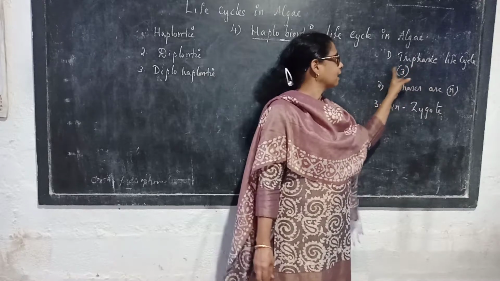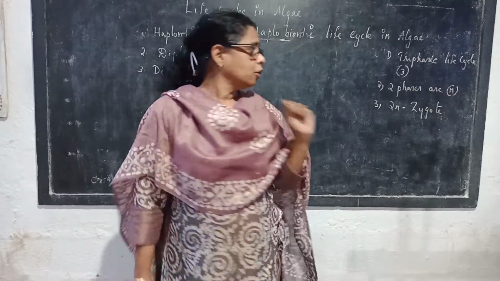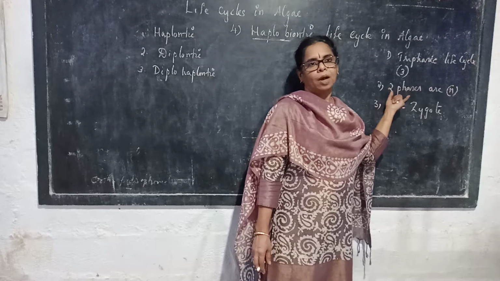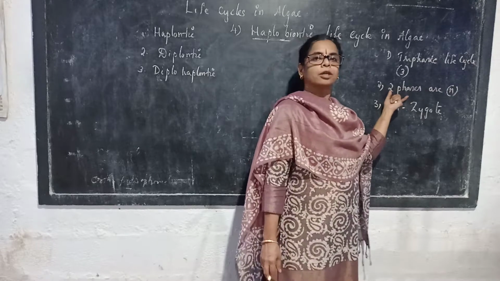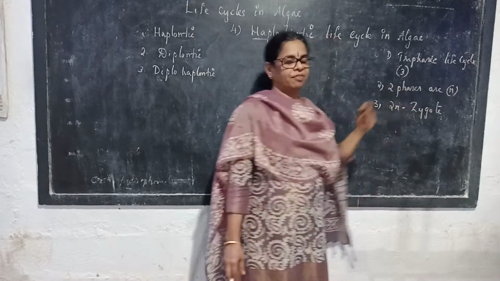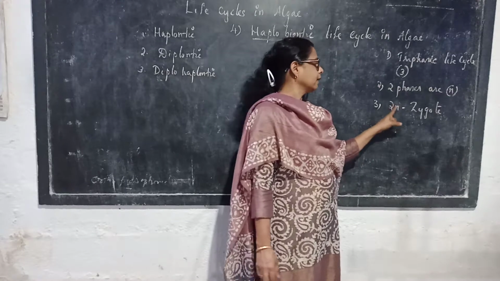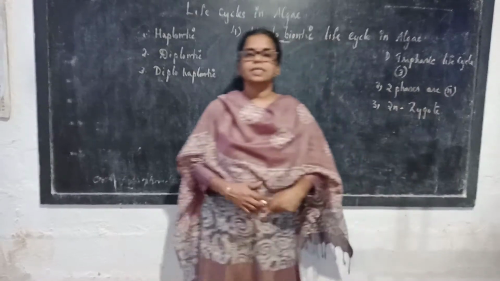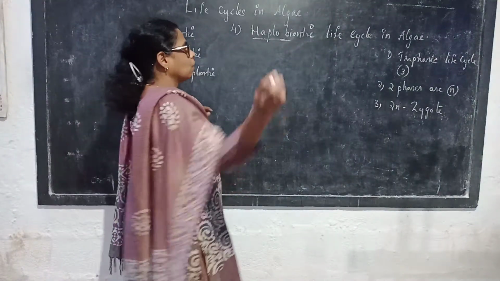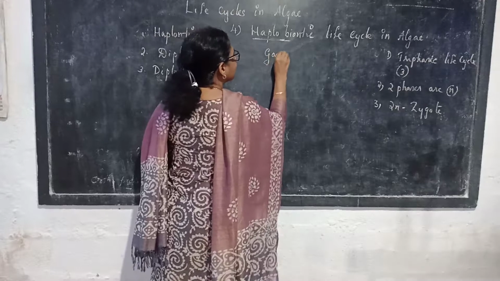Triphasic means there are three distinct phases. Now, out of these three distinct phases, two phases are haploid. That means there are two distinct haploid gametophytic phases, and only a single diploid stage, and that single diploid stage is represented only by zygote. Okay, now let us see in detail. Now we can start from the gametophyte.